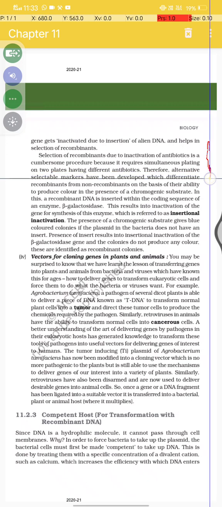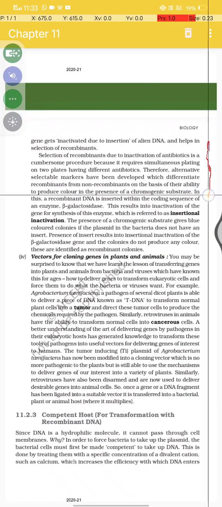Therefore, alternative selectable markers have been developed to differentiate recombinants from non-recombinants on the basis of their ability to produce color in the presence of a chromogenic substrate. In this, recombinant DNA is inserted within the coding sequence of the enzyme beta-galactosidase, and this results in inactivation of the gene for the synthesis of this enzyme, which is referred to as insertional inactivation. The presence of a chromogenic substrate gives blue colored colonies if the plasmid in the bacteria does not have an insert. The presence of an insert results in insertional inactivation of the beta-galactosidase gene, and the colonies do not produce any color.